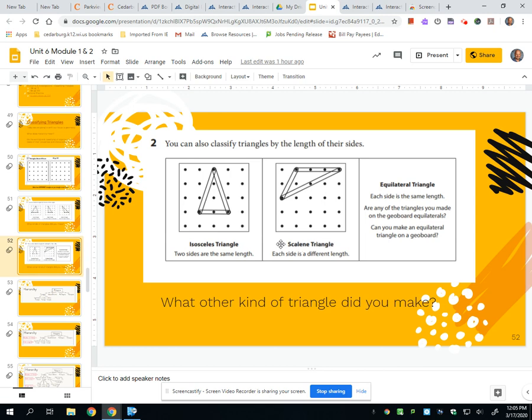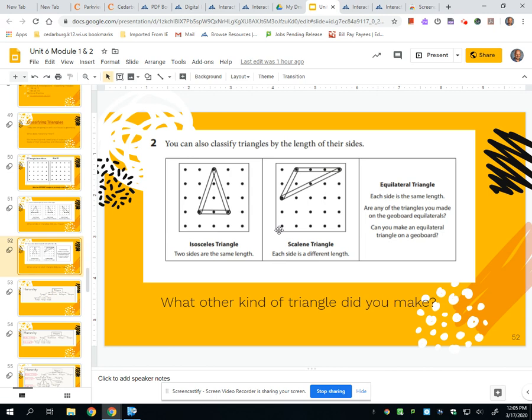Lastly, we have a scalene triangle. Now remember, we have all three sides the same, two sides the same, no sides the same. In a triangle that has no sides of the same length, and you can see that here on this triangle, we have no sides that are the same, so we'd call that a scalene triangle.